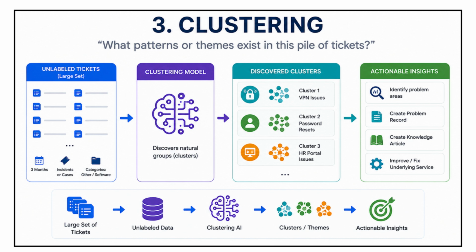For example, you might give it three months of incidents that are all categorized as other or software. Then the clustering model might reveal that one big cluster is actually about VPN issues, another cluster is about password reset, and another cluster is about a specific HR portal. This is very useful for problem management and trend analysis. It helps you see problem areas and recurring patterns that humans did not categorize clearly.